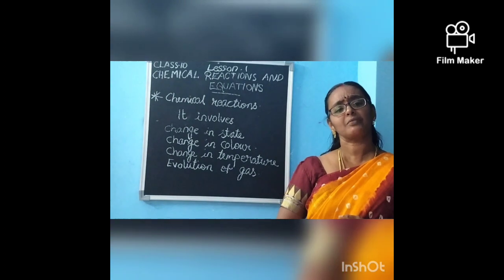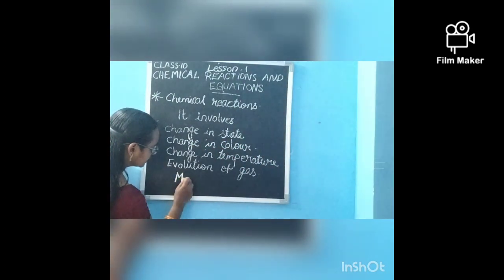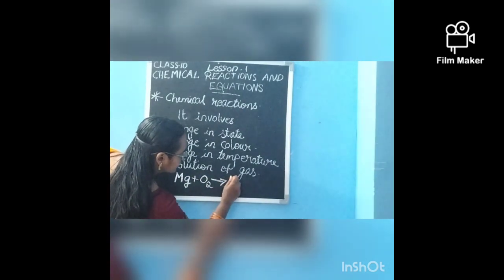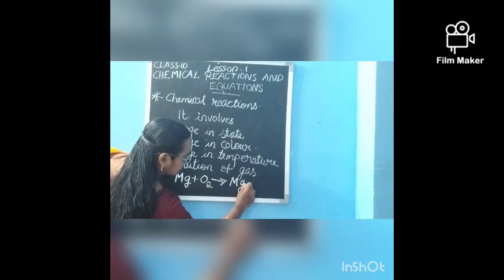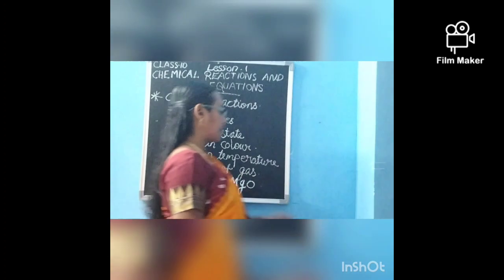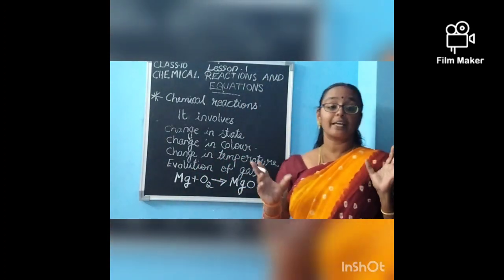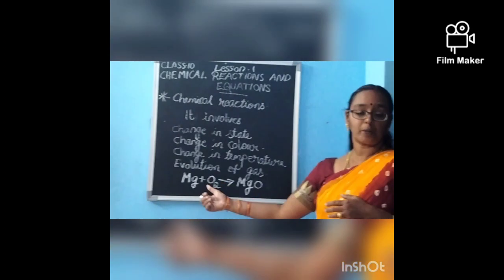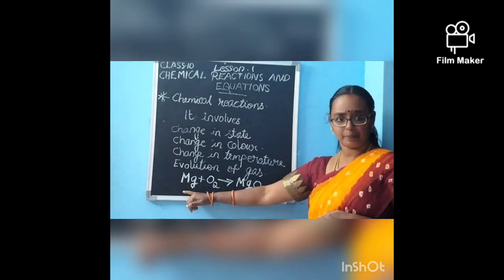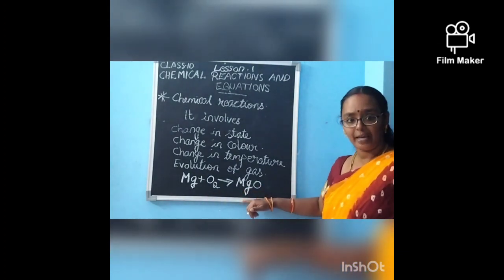What is the chemical reaction involved over there? Let's see. Magnesium plus oxygen gives magnesium oxide. This is the chemical reaction involved in it. When we are representing a chemical reaction, we have to represent it in the form of an equation. This is called an equation. Magnesium is represented as Mg and oxygen as O2, and the resultant will be MgO.